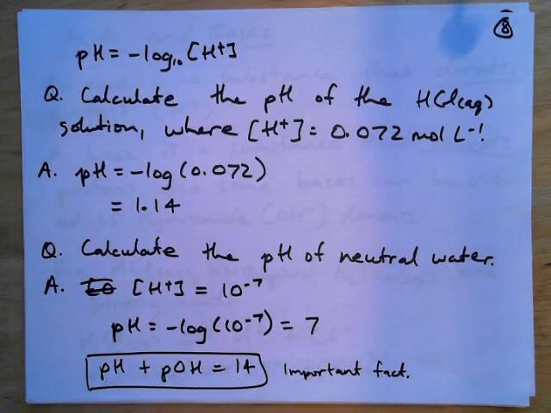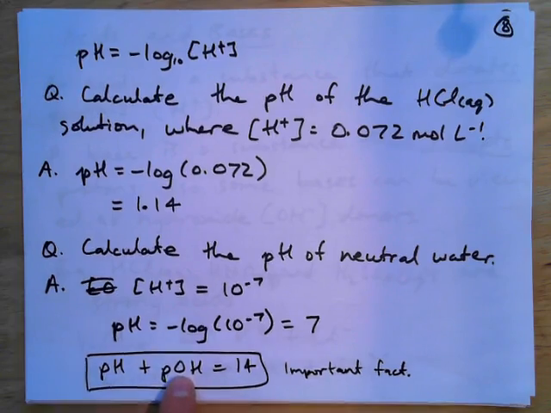So in the same way that the hydroxide times the proton concentration equals 10 to the minus 14, you can also derive that the pH plus the pOH equals 14. The pOH is just going to be the negative log of the OH minus concentration. So the same sort of relationship.